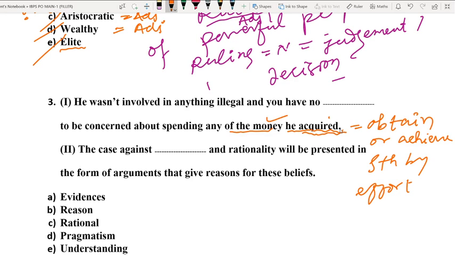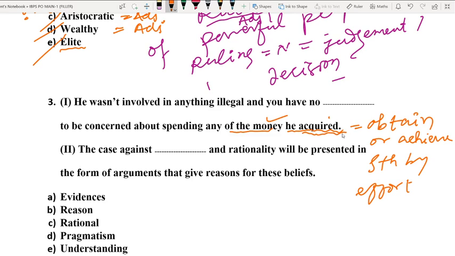This person by no illegal means has obtained a lot of money. That means whatever money he has amassed so far has been through legal means, by conforming to the rules, regulations, and laws of the country. He has not deviated from what has been prescribed for him, right?